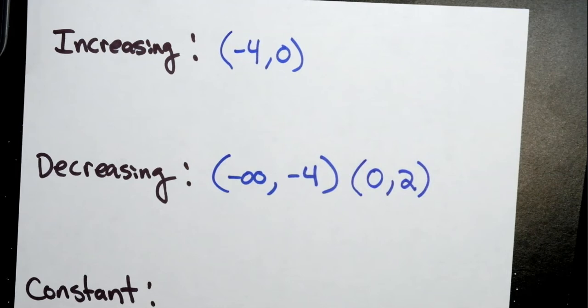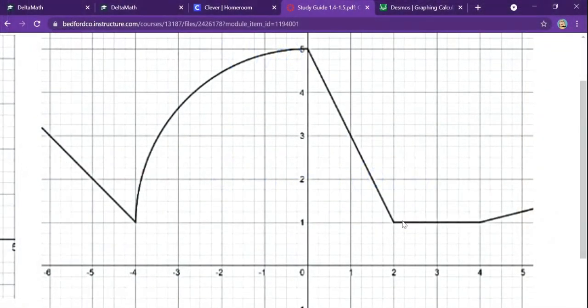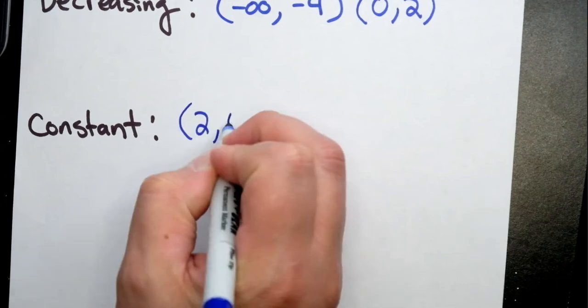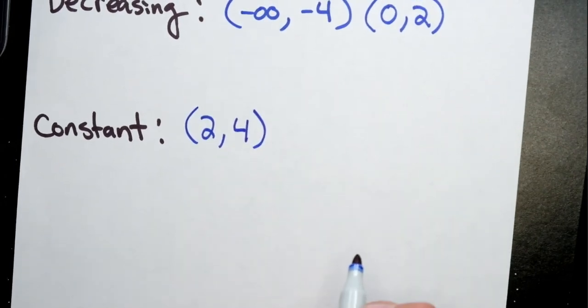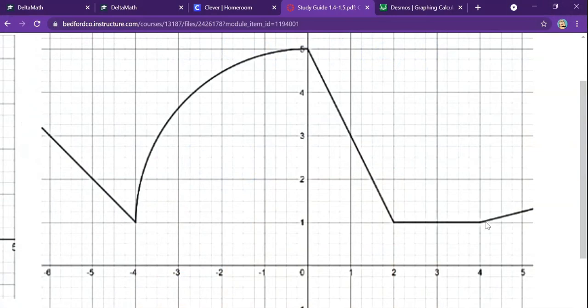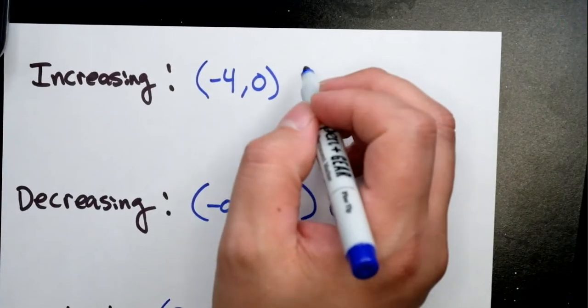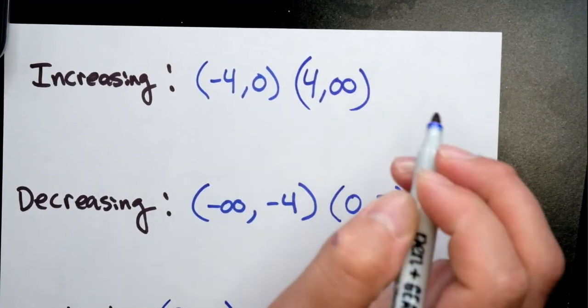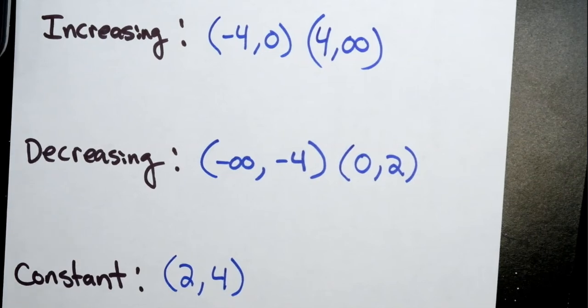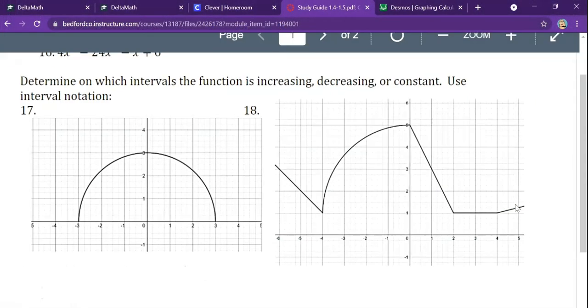And then as we go from 2 to 4 on the graph, notice the y values are not going up and they're not going down. They're staying the same. So that's what we mean by constant there. So I'm going to switch back and say, all right, it's constant from 2 to 4. And then lastly, from 4 to infinity, if you look at the graph, our y values are going up. So we're going to say that that is increasing. So from 4 to infinity, we're increasing. So there we are, increasing, decreasing, and constant. That's how we want to take care of those.